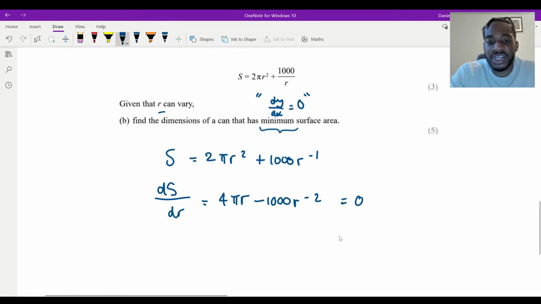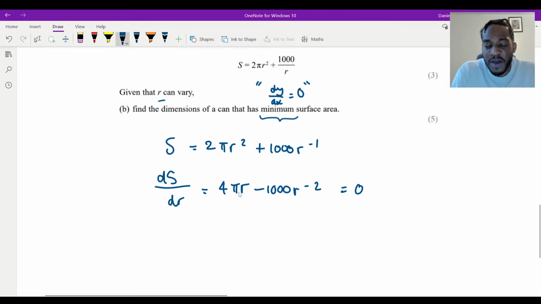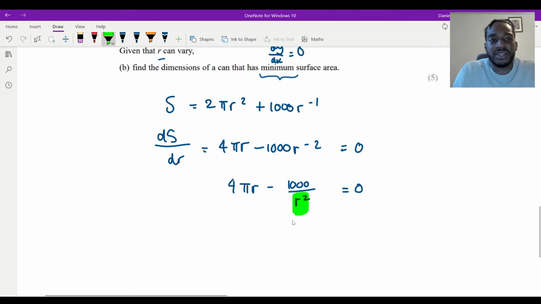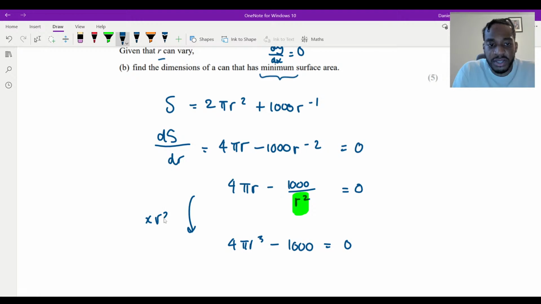Now whenever you see something like this, where you've got a negative power in a polynomial, you should always rewrite it as a fraction, and then it's quite clear how to solve it. r to the minus 2 becomes divided by r squared, and this is equal to 0. Always multiply by the denominator to get rid of the fraction. So if I multiply by the denominator, I get 4 pi r cubed minus 1,000 equal to 0. I've multiplied by r squared in each of these terms. Hope that makes sense.